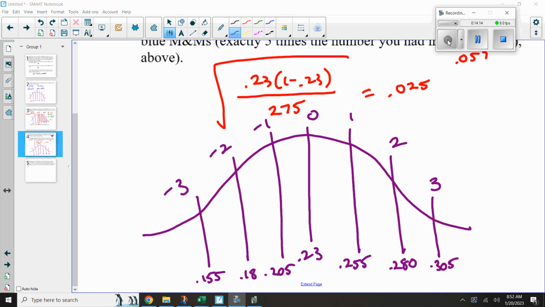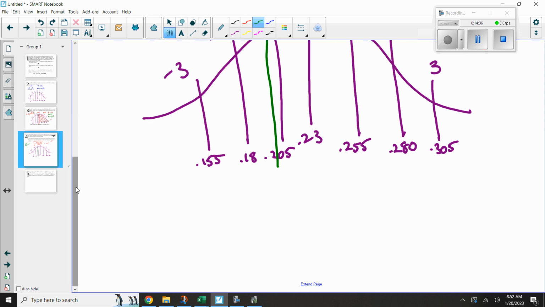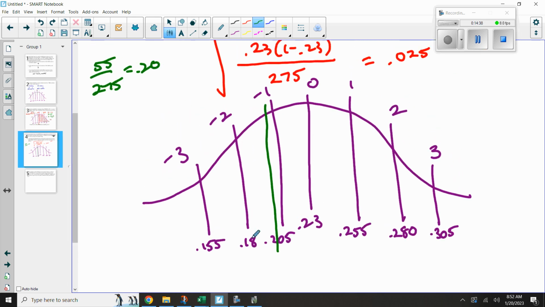Now, I still have a proportion that I'm looking for of 20%. I have 55 divided by 275, which is equal to 0.20. And that 0.20 is going to fall pretty close to negative 1 standard deviations. So let's extend this a little bit. Here's my 0.20.